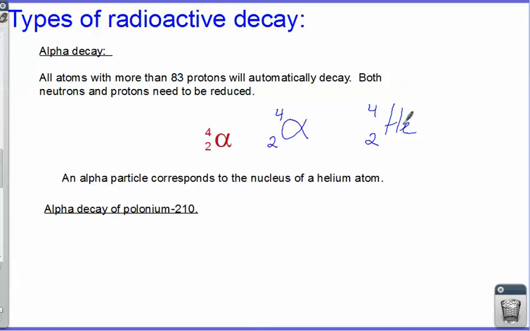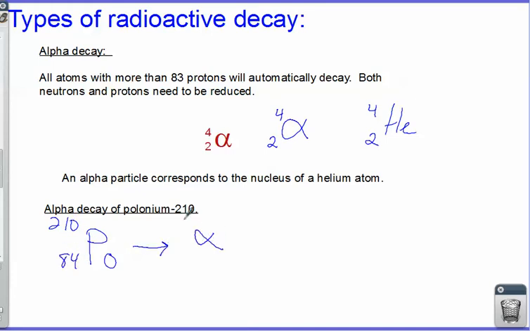And again, it's doing the same thing as in the last one. This particle is coming out of the nucleus. Usually this happens in larger atoms, usually ones that have more than 83 protons. Because if it's a small particle, it's going to be hard for it to lose such a significant component. So we have the alpha decay of polonium 210. Polonium is Po 210. Its atomic number is 84.